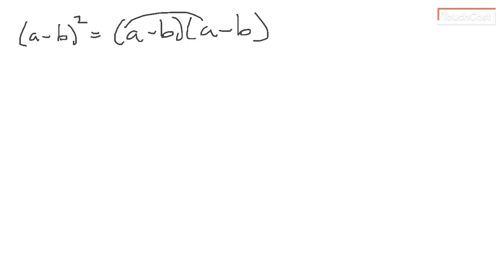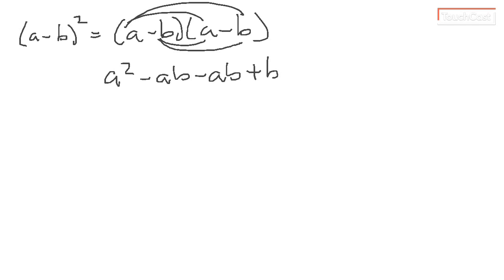So there's another type of special binomial product we need to look at. So we just looked at if we have the sum of two terms squared, what do we do? But what if we have a minus b and we square it? Well, we know we can write that as a minus b times a minus b. And if we FOIL it, we're going to get an a squared. We're going to get a minus ab and another minus ab, and then a plus b squared.